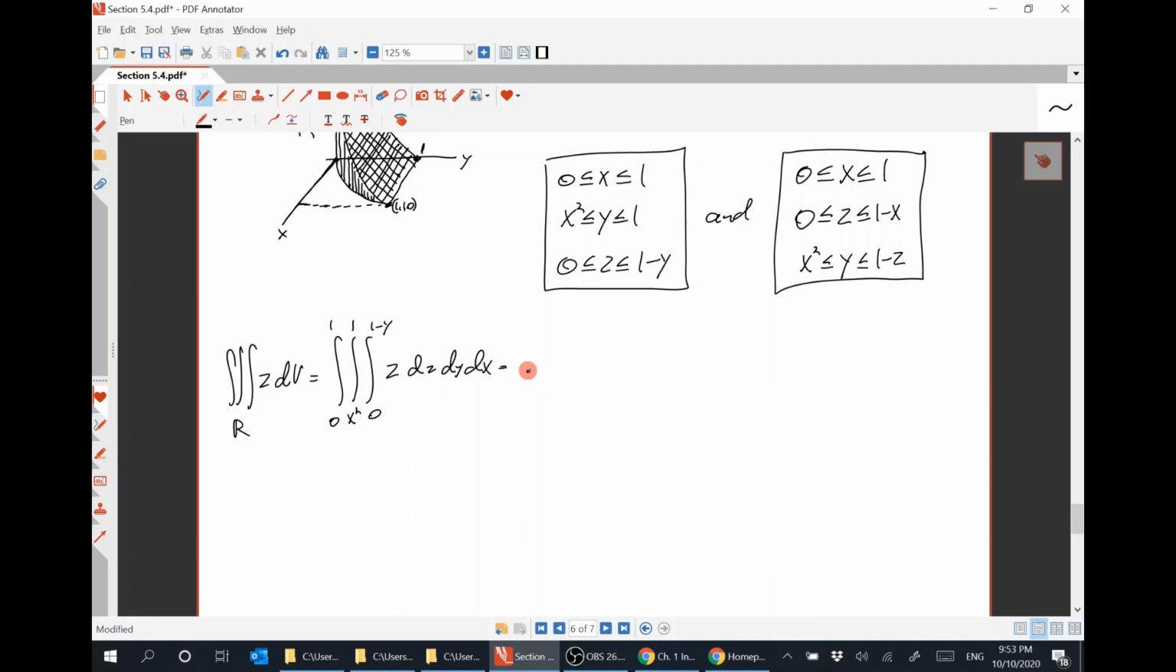So first, antiderivative with regard to z. Antiderivative with regard to z is 1/2 z squared from z equals 0 to z equals 1 minus y, dy dx. So this is equal to the integral from 0 to 1, x squared to 1, of 1/2 (1 minus y) squared, minus 0. Well, I'll leave that out. dy dx.